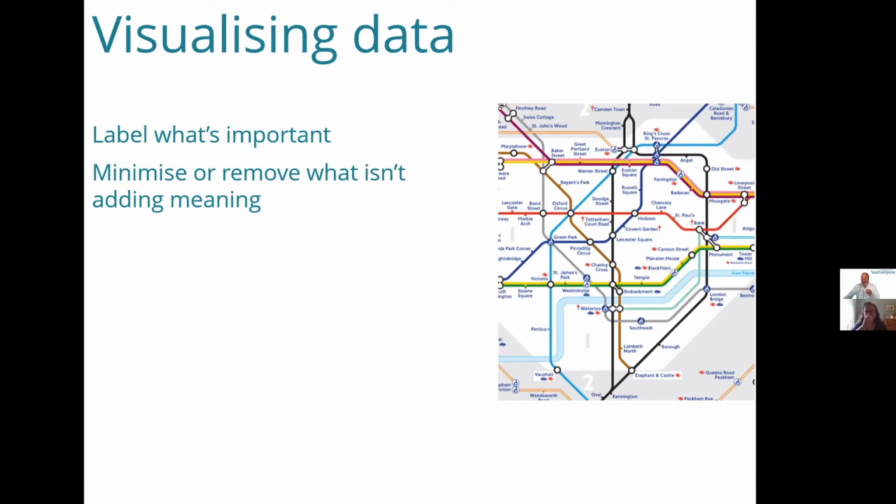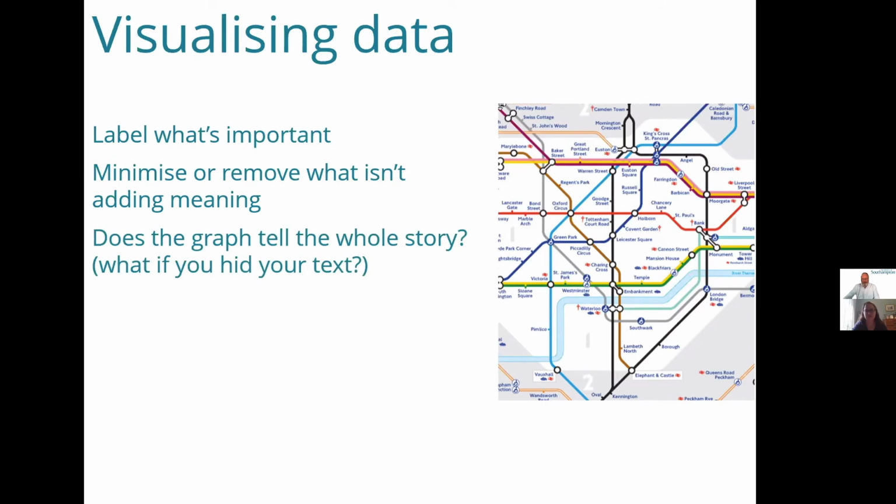Does it add meaning to your presentation? Does a graph tell the whole story? What if you hid bits of text? Again, Sarah was saying earlier on about making sure that you label axes, but what if you hid other things? Do they help the meaning? And you're trying to go for a ratio of 40 to 60% in terms of text to graphics.